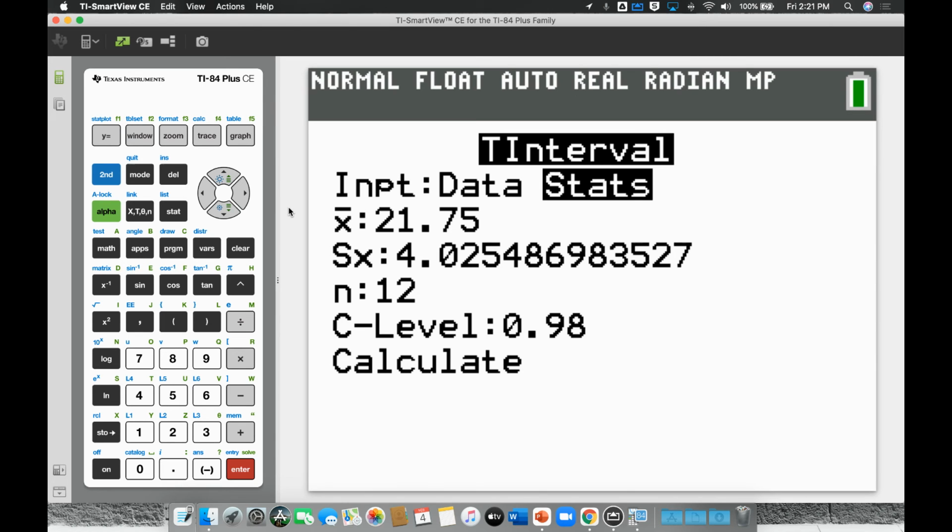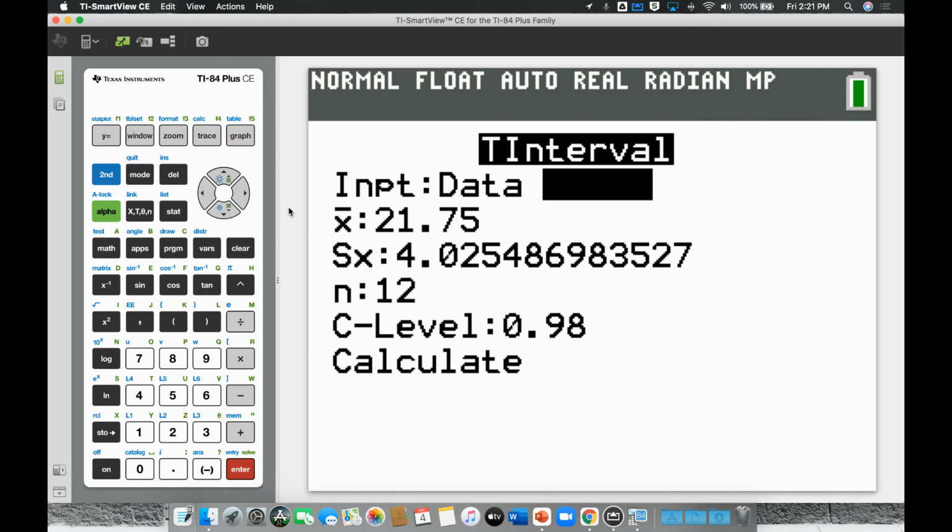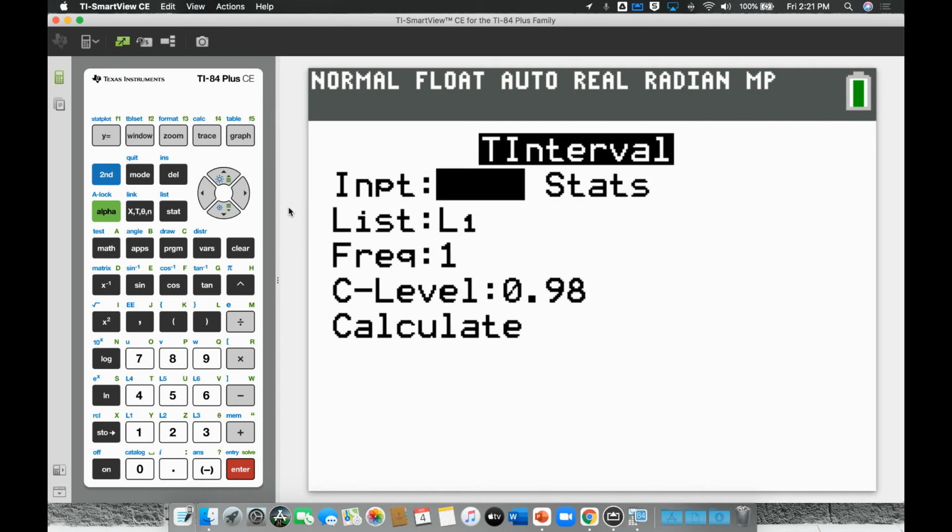Stats means I have the summary statistics. Data means I have the actual numbers. If you have the actual numbers, you should always use data. Yesterday, we didn't have the numbers for the GPAs, so we used stats. Here, I have the data, and it's in L1. Use that. The calculator will enter the numbers on its own, but it's always good to use data if you have the numbers. The list is L1, frequency is 1. Am I in T interval? Yeah, we're in T interval, right?